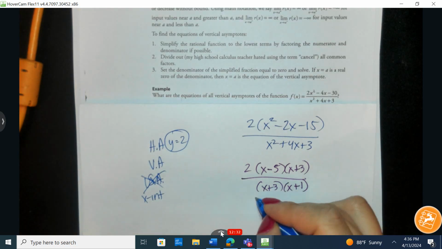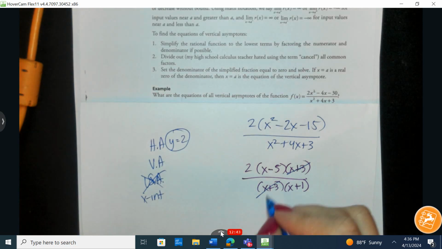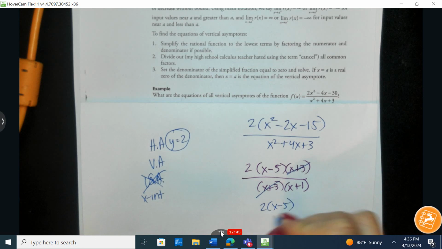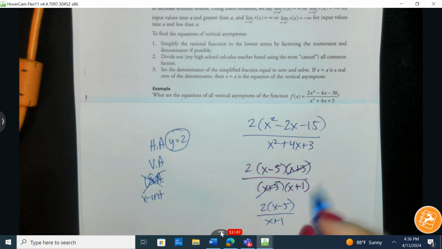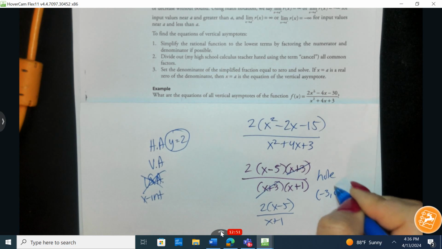Now in factored form, I can see that I'm able to simplify x plus 3 on the top and x plus 3 on the bottom. A lot of students like to use the word cancel out because that's what appears to happen. Really, they simplify to 1. So I'm left with 2 times x minus 5 over x plus 1. I know, because I'm able to simplify these, that I'm going to have a hole at negative 3.